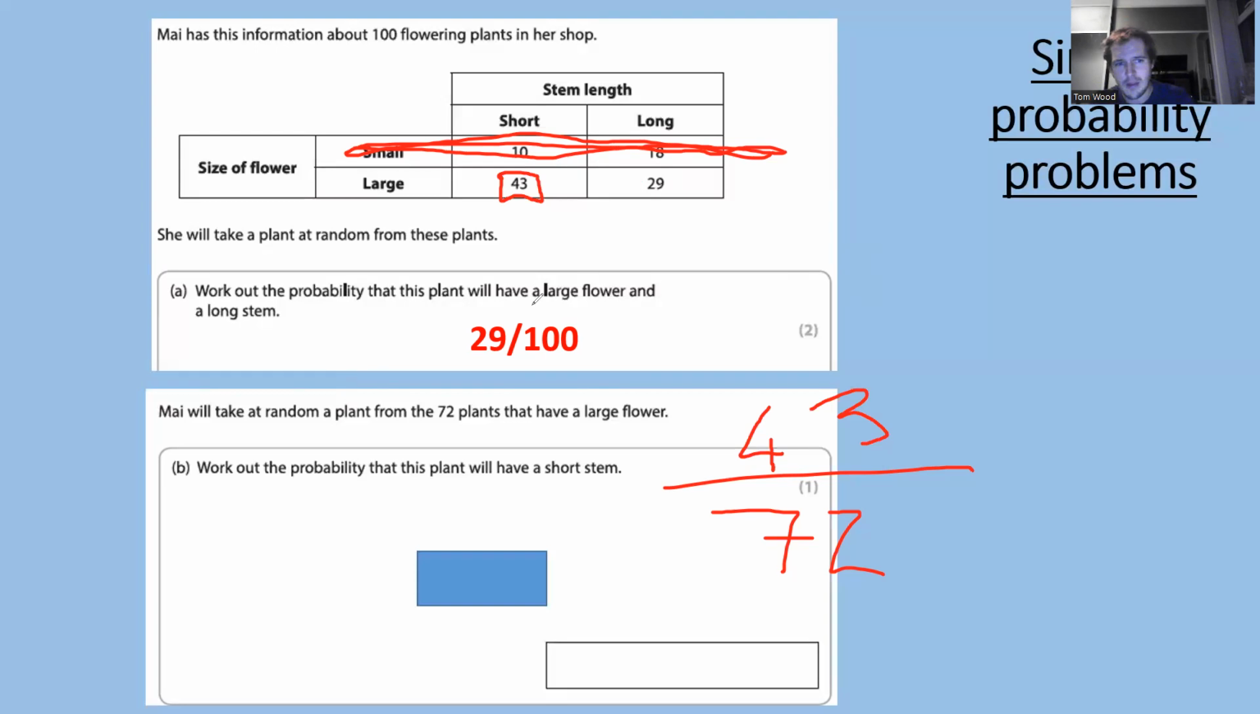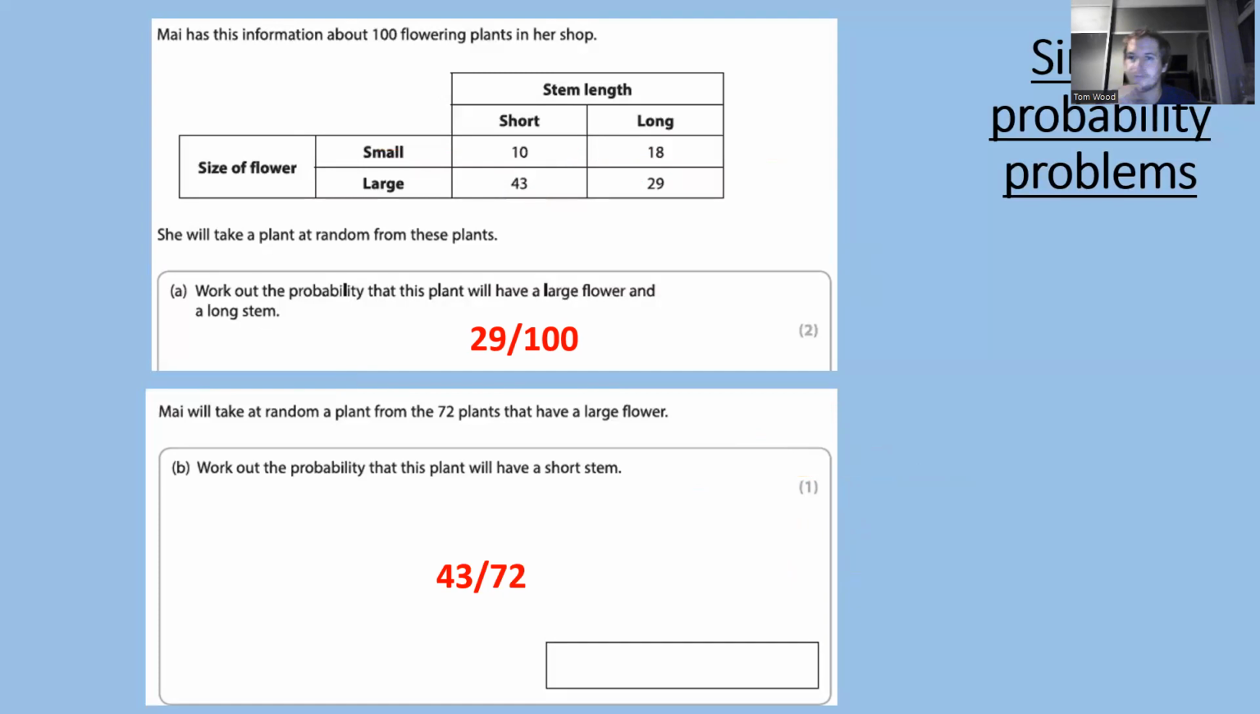Okay, well, it's out of 72. How many have a short stem? And again, cross off the bits that you don't need if that's going to help you. So the answer for the final one then will be 43 over 72.